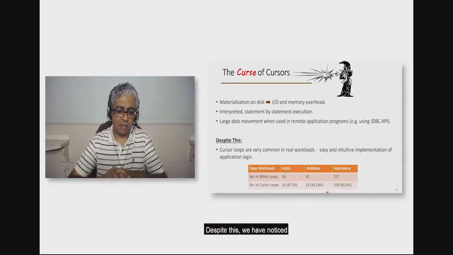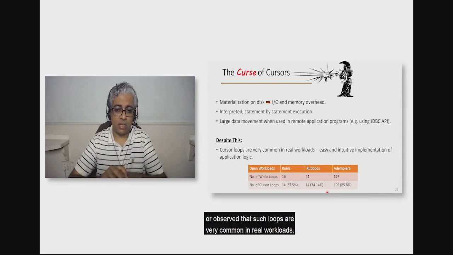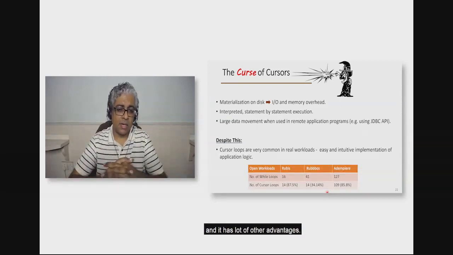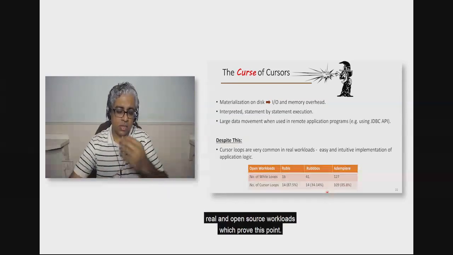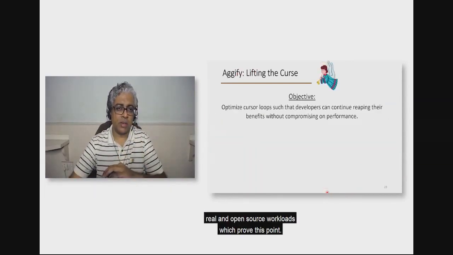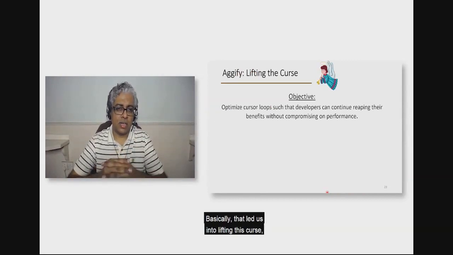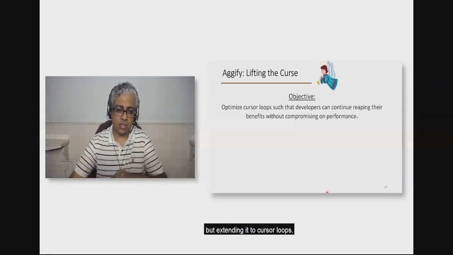Despite this, we have observed that such loops are very common in real workloads. People prefer to write them because it's very easy and intuitive, and it has a lot of other advantages. We have done a bunch of analysis on real and open source workloads, which prove this point. So that led us to lifting this curse, which is the objective of Aggify: to optimize cursor loops such that developers can continue to reap the benefits without worrying about performance. Again, it follows the same theme as Froid, but extending it to cursor loops.